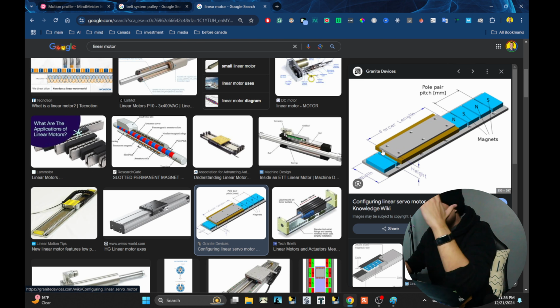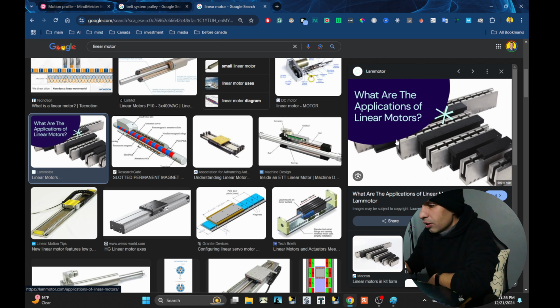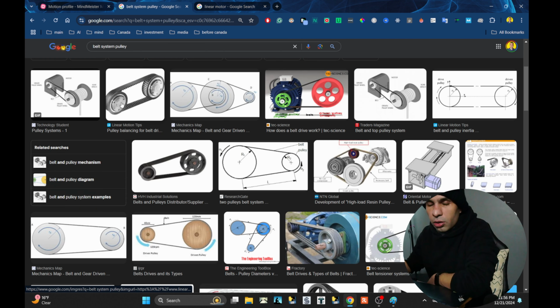I can talk about linear motors for an eternity, the construction of the linear motors, those kinds of things. But these things, they are very rigid. They are both precise and rigid. But something like a belt, this is not the case.